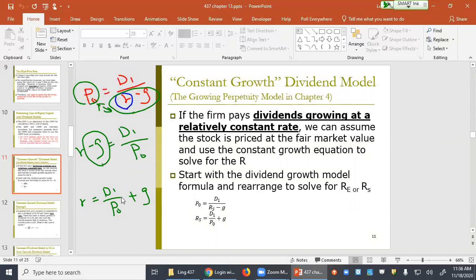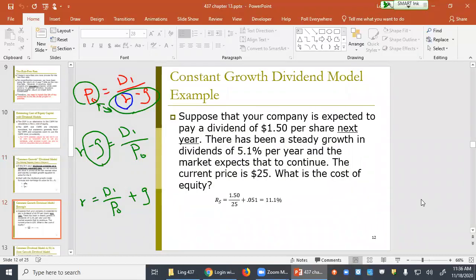So this first component is the dividend yield. And the second component, this G, is the dividend growth rate, which is also the capital gains yield. We reviewed that a couple of chapters ago. Now, as far as plugging in the numbers, it's very simple. Let's plug in the numbers together.